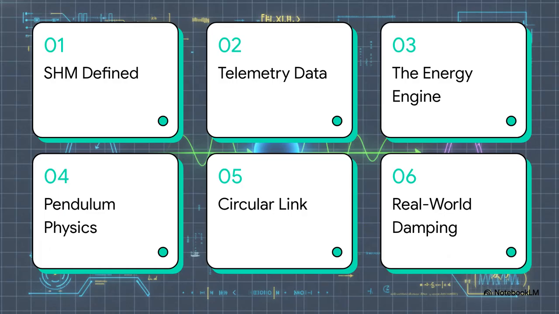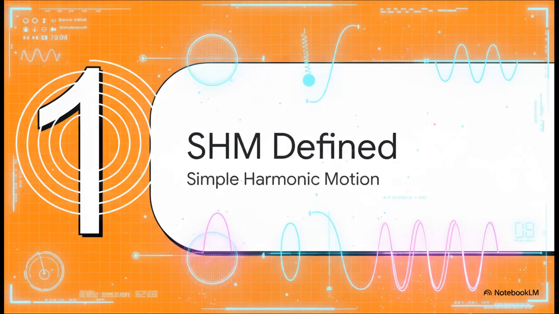So here is our roadmap for today. We'll kick things off by defining SHM, then look at the telemetry data, check out the energy engine, dive into pendulum physics, explore the circular link, and wrap it all up with real-world damping. Okay, starting with Section 1.